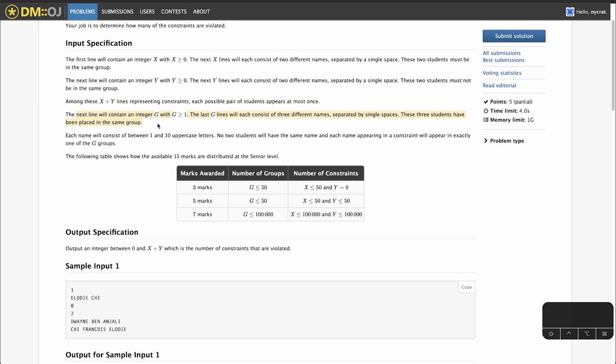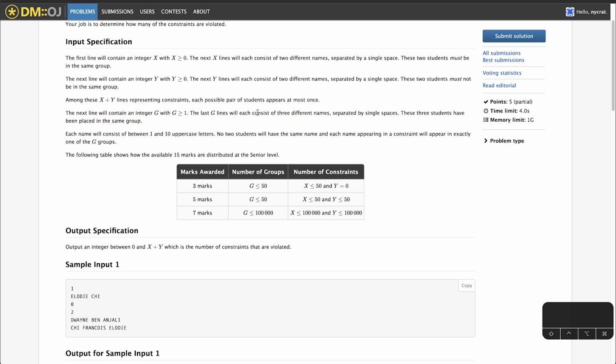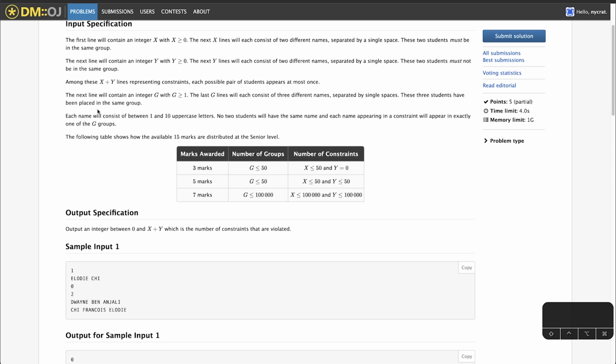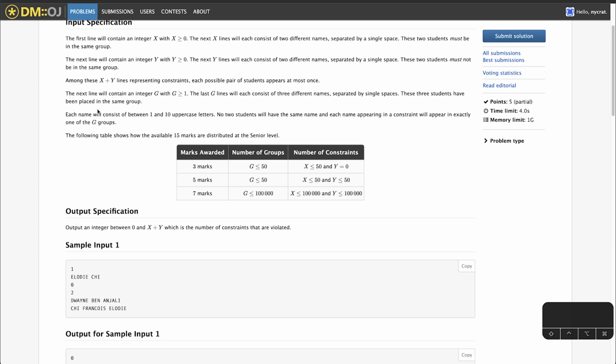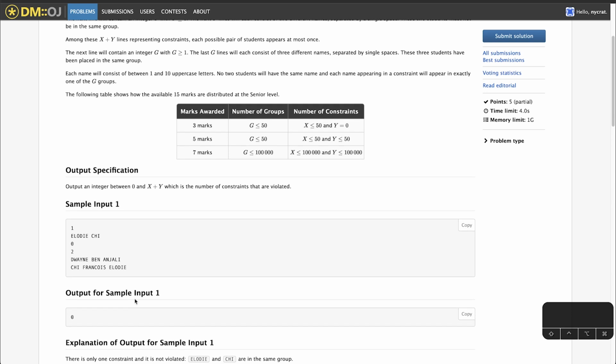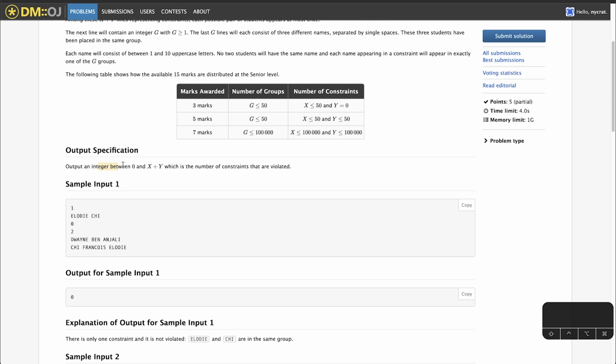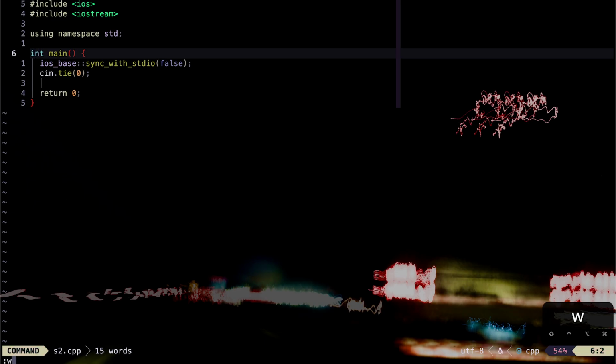Okay. Next line will be an integer G, followed by lines with 3 different names, and these 3 students have been placed in the same group. Okay. So you have the rules, and then you'll have the actual groups, and we have to output, I guess, how many constraints are violated. Okay.